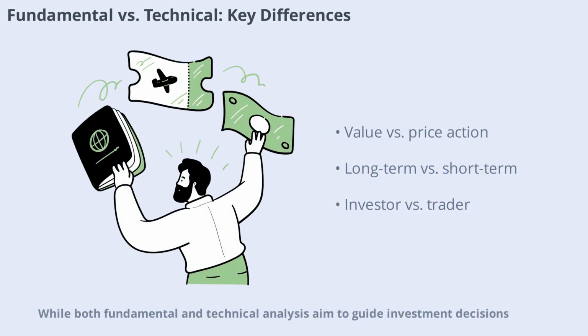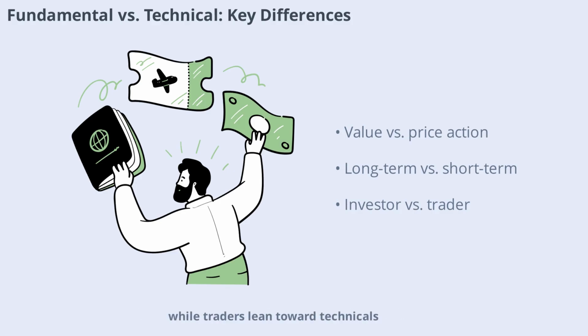While both fundamental and technical analysis aim to guide investment decisions, their approaches are fundamentally different. Fundamental analysis looks at a company's value and long-term potential, while technical analysis focuses on price action and market psychology. Long-term investors often prefer fundamentals, while traders lean toward technicals. Understanding these differences can help you choose the method that aligns with your investment style.